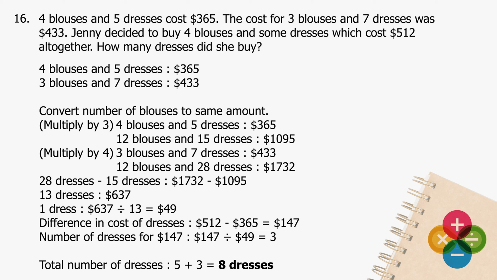The difference in cost of dresses will be subtract $365 from $512, and the difference is $147. The number of dresses that can be purchased from $147 will be divide $147 by $49, and the quotient is 3. The total number of dresses will be add 5 to 3, and the sum is 8. Jenny bought 8 dresses.